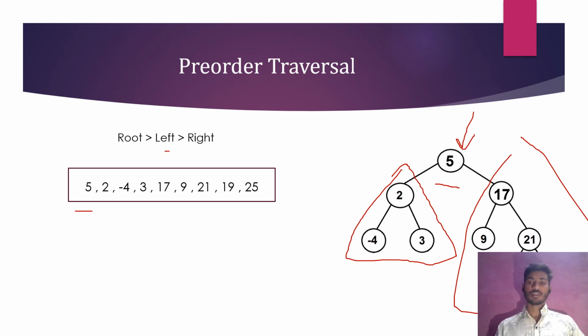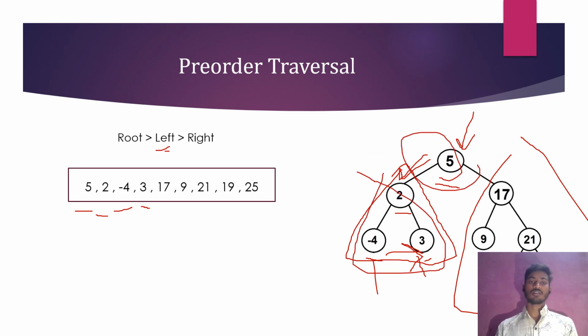In the left subtree, the first node is 2 and it has two children, -4 and 3. So we have to add the root node 2 to the pre-order traversal and traverse left, that is -4. So visiting -4, we add -4 to the pre-order traversal, and then next visit the right part. In the right part we have 3 and 3 is added to the pre-order traversal. We have completed the root and the left subtree.